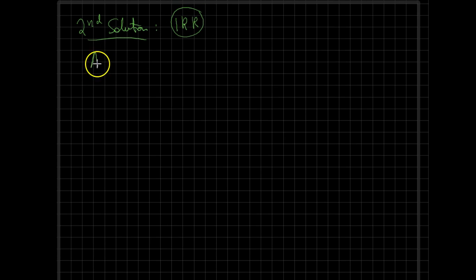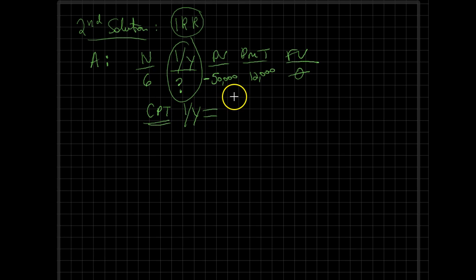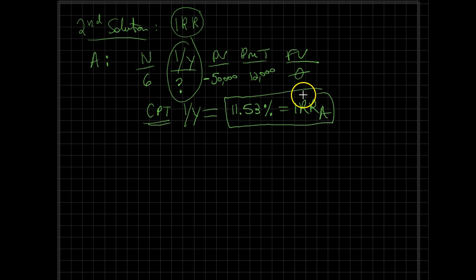I'm considering the first project. We have N, I over Y, PV, payment, and FV keys. Obviously both projects have zero salvage value. The first project has a $50,000 initial outlay. Don't forget to put the minus sign, and the payments over the next 6 years are expected to be $12,000. You press here for the question mark and you compute I over Y. Quite strikingly, it will give you the same IRR result that you got earlier.